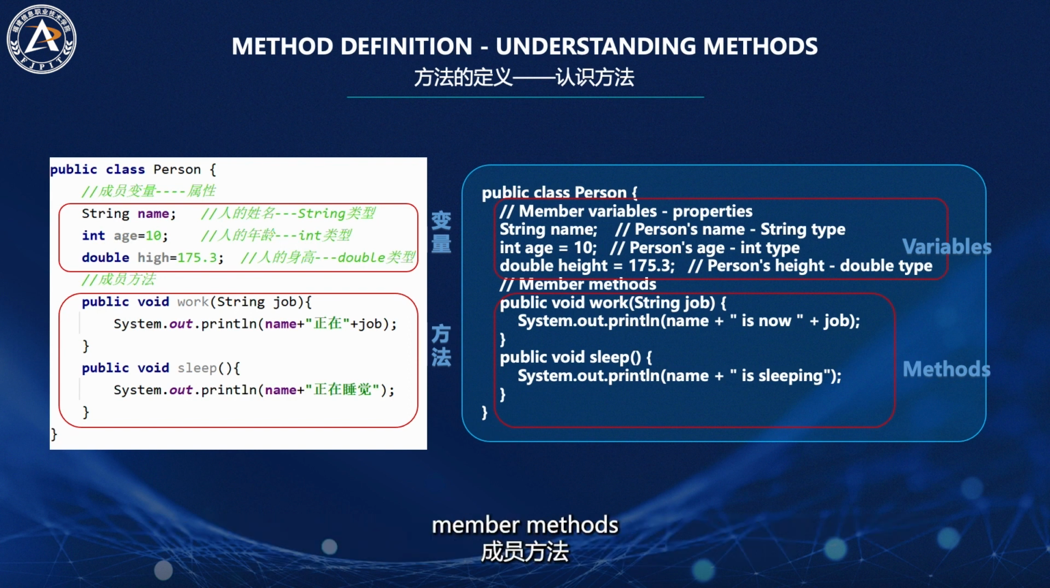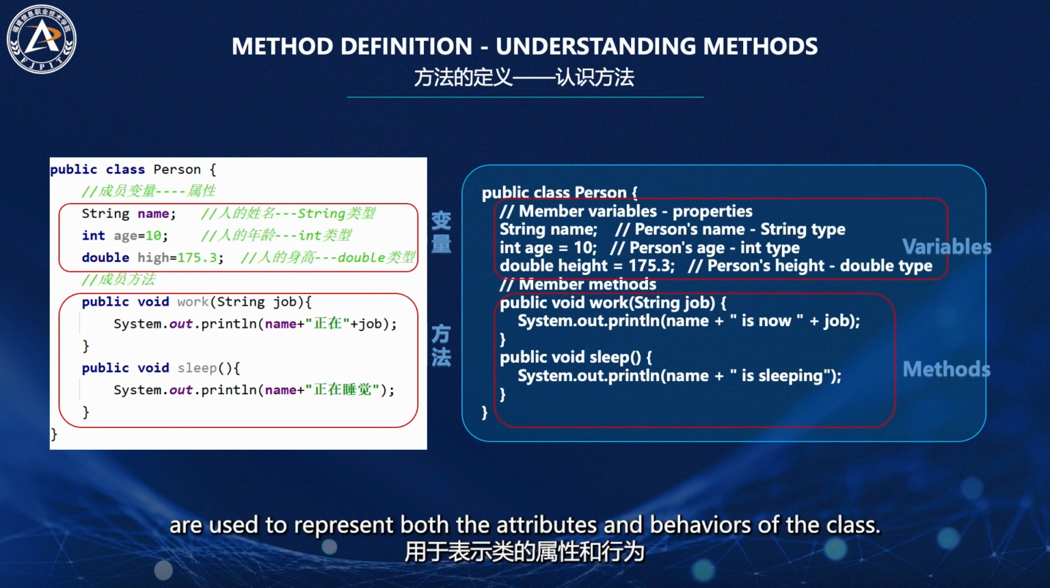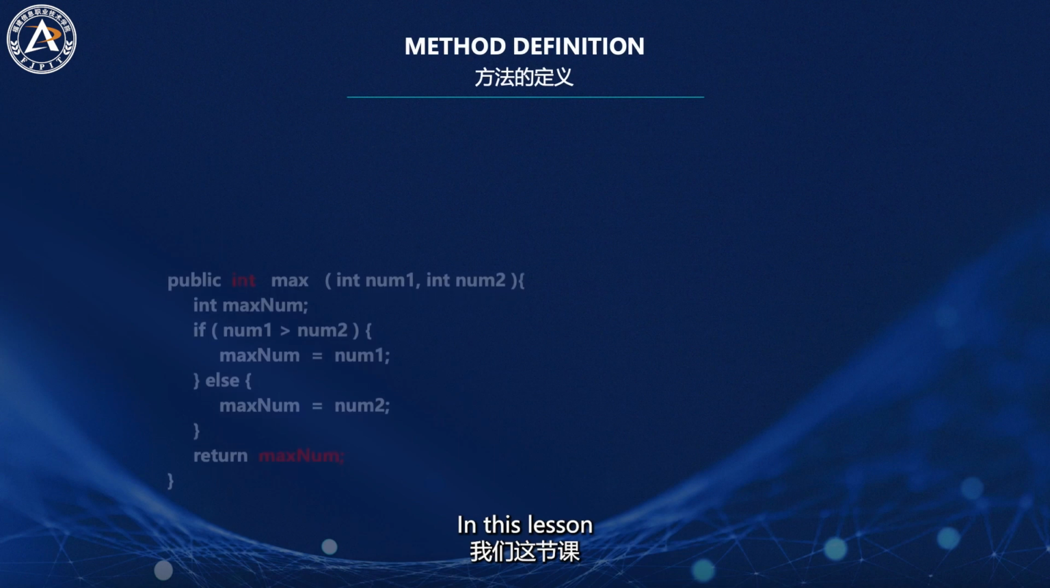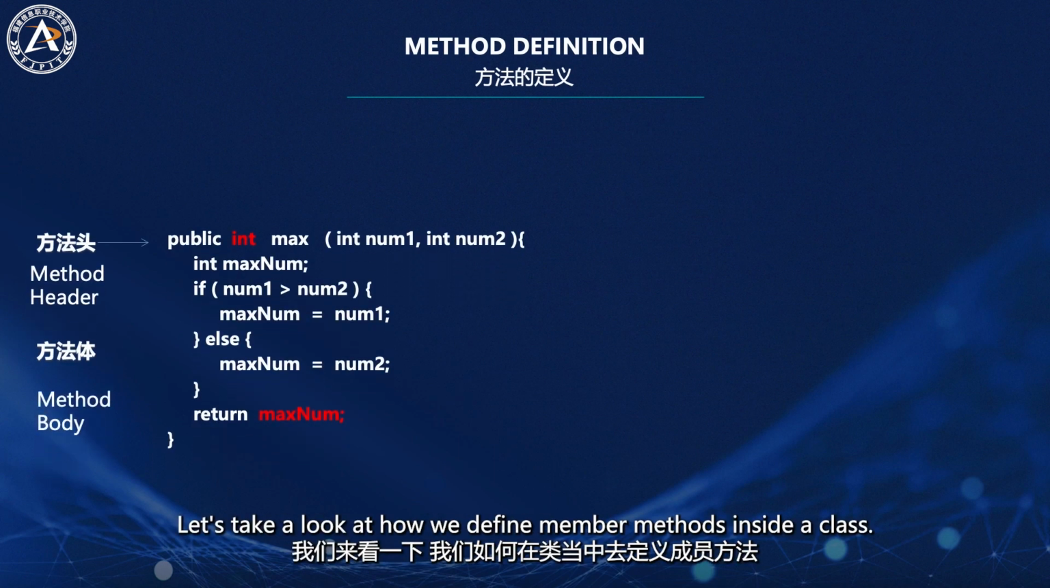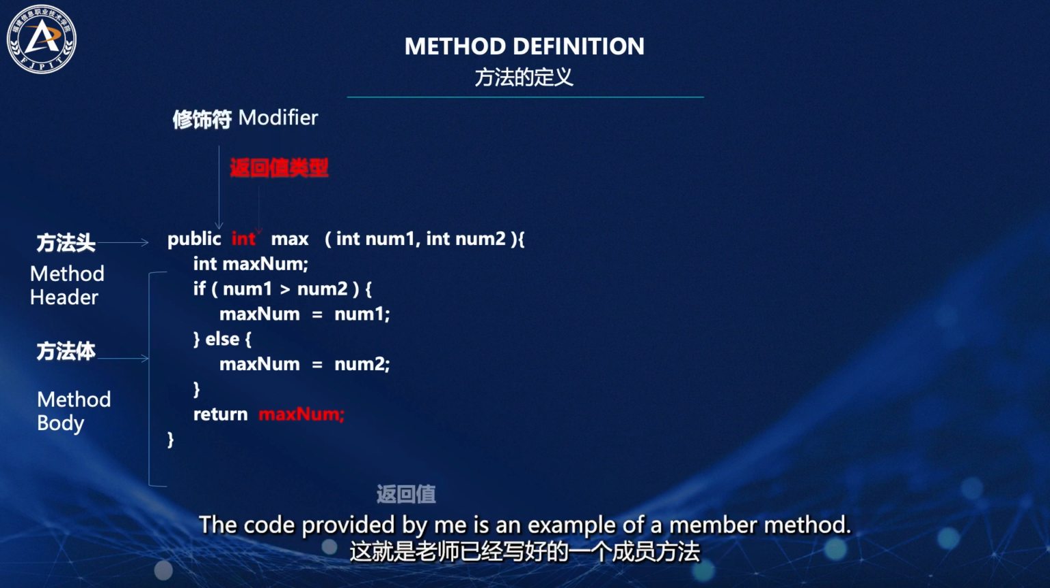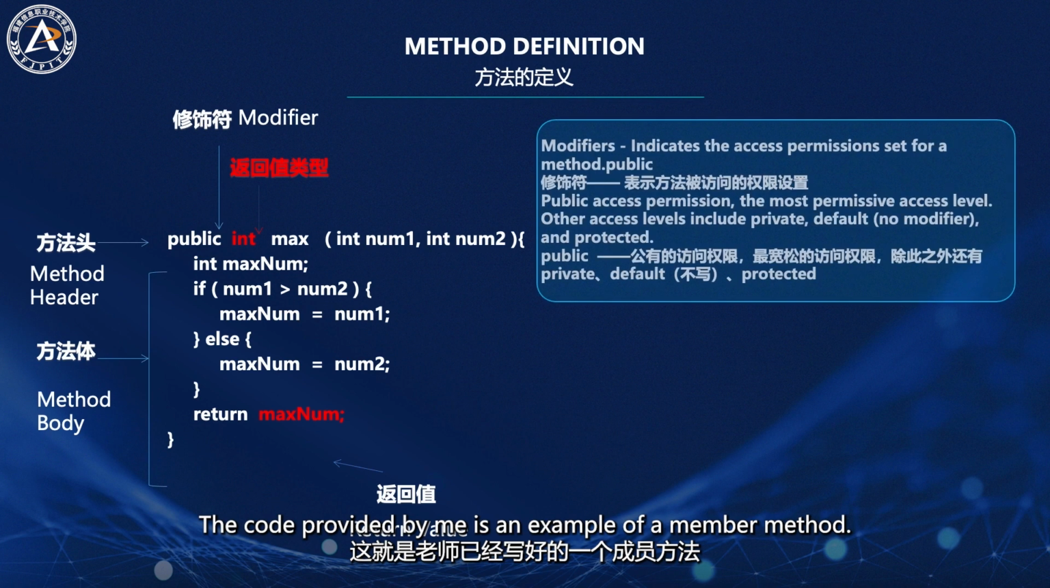In summary, member methods, along with member variables, are used to represent both the attributes and behaviors of the class. In this lesson, the focus is on how to define member methods. Let's take a look at how we define member methods inside a class. The code provided by me is an example of a member method.